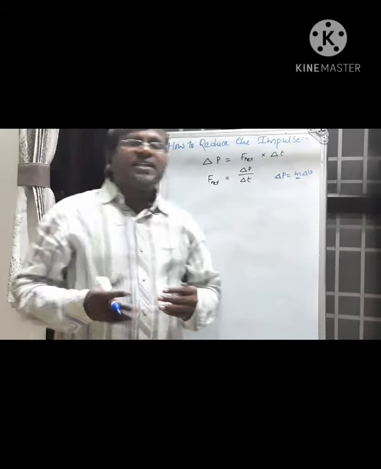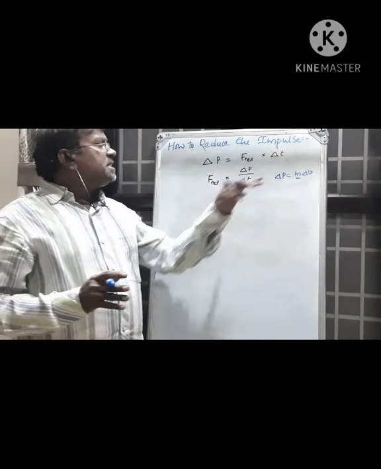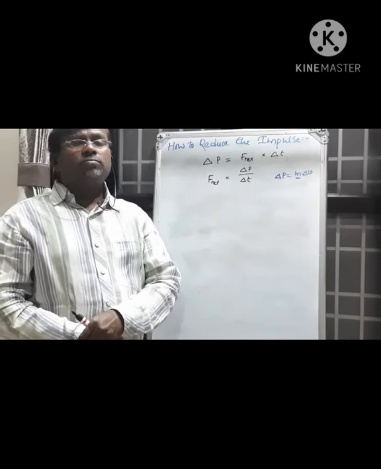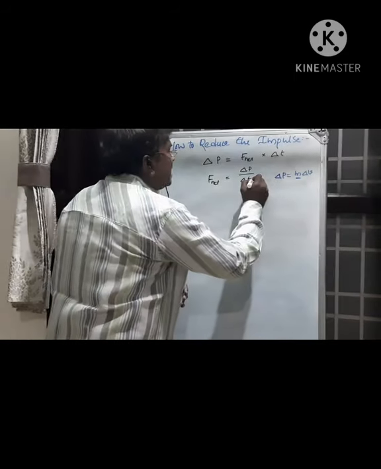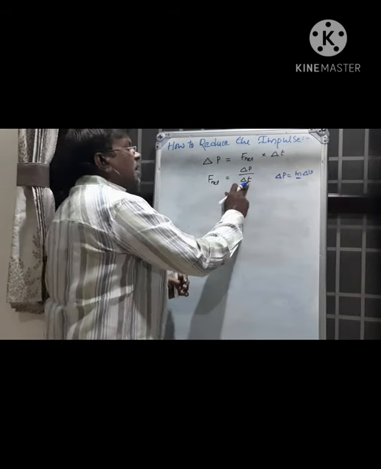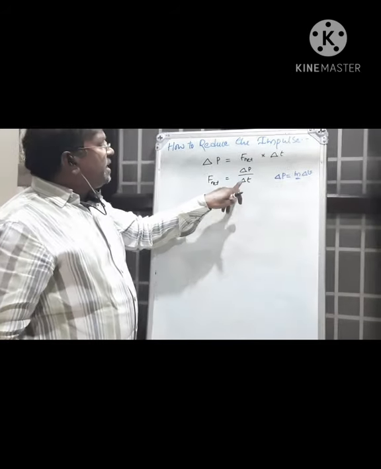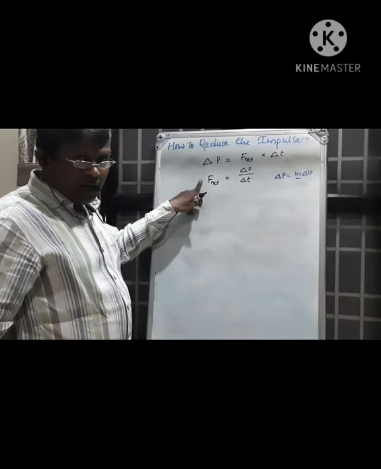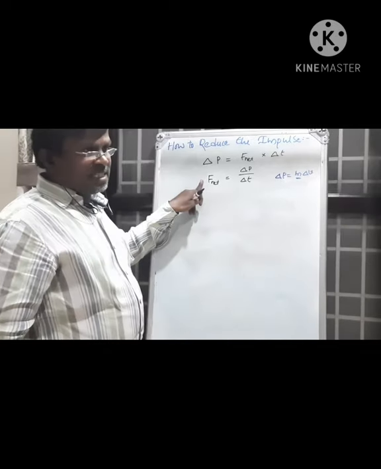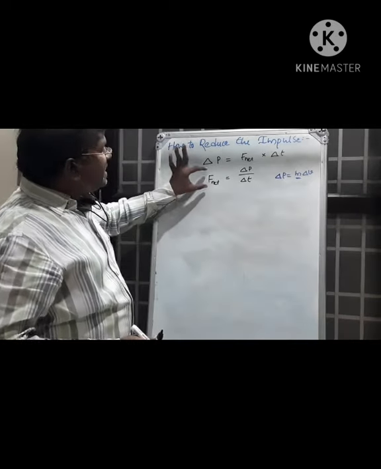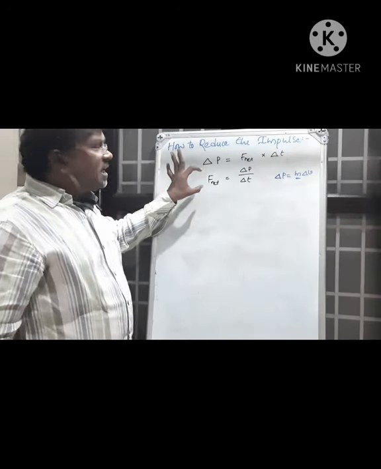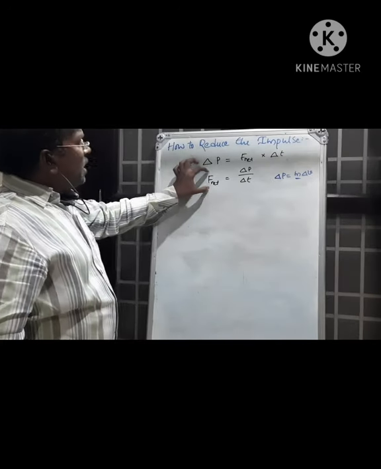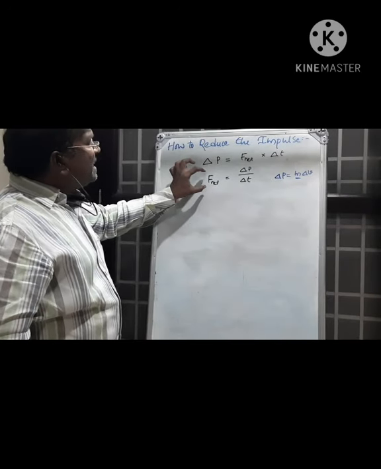But during the accident or something else, we cannot decrease the velocity. What can we do? We can increase the impact time. If we increase the impact time or interaction time, then automatically the F net will be decreased. What is our intention? We have to decrease the force acting on the body during the collision or something else. That is our aim: to decrease the F net.